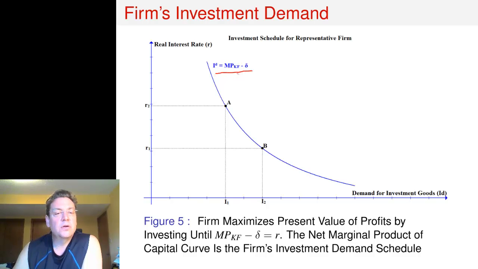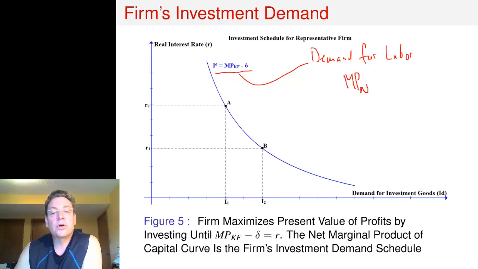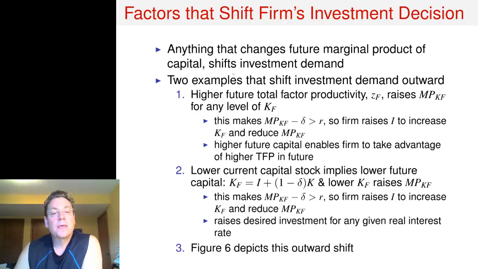And you should see that there is quite a strong analogy here between the firm's demand for investment goods and the firm's demand for labor. Remember that the demand for labor was just given by the marginal product of labor. And so the demand for investment goods is just the net marginal product of capital. And anything that's going to change the marginal product of capital in the future is going to shift investment demand. So one obvious factor would be if total factor productivity were to rise in the future.